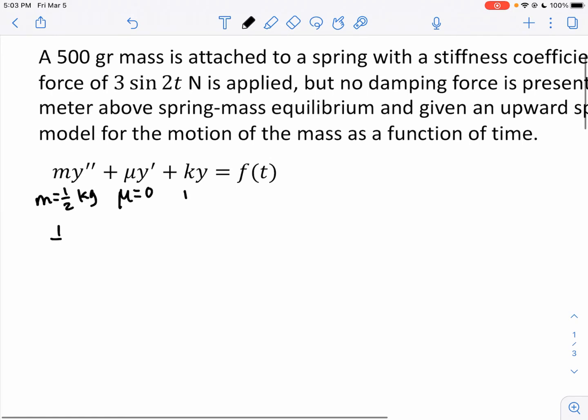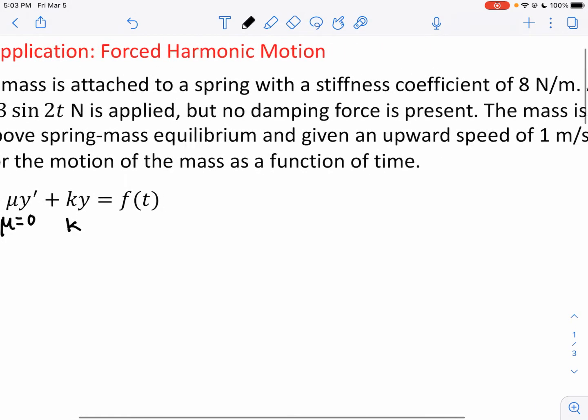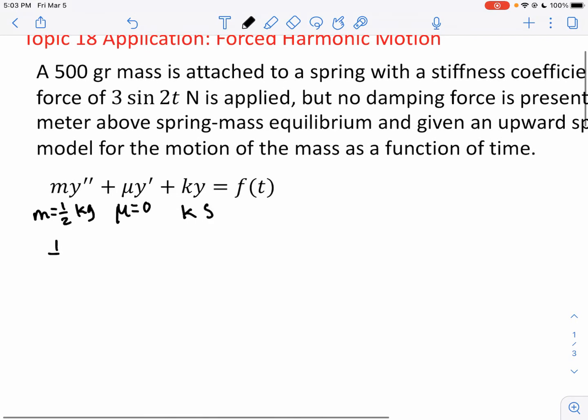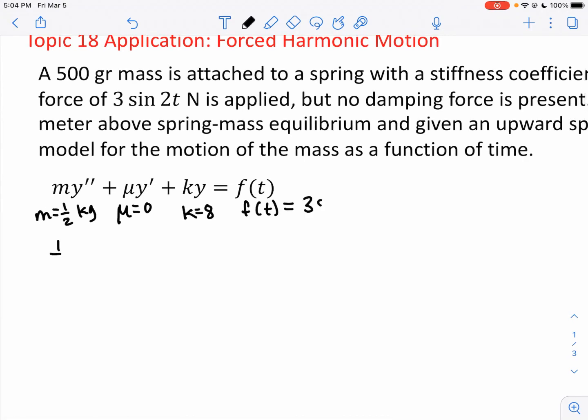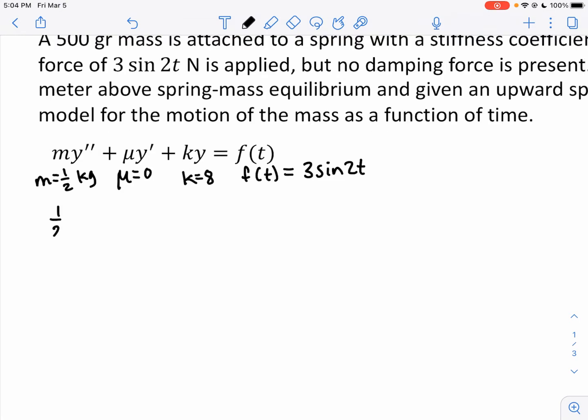Mu is 0. The K is the spring stiffness coefficient, which is 8 newtons per meter. I'll just put the 8 there. And our F of t is the forcing function. So we have an external force that's being applied. That's our F of t. And this, of course, is going to create an inhomogeneous differential equation. So now rewriting the differential equation, 1/2 y double prime plus 8y is equal to 3 sine 2t. And this is the differential equation we want to solve.